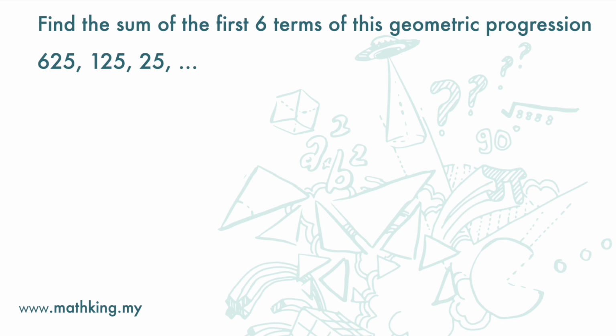Find the sum of the first 6 terms of this geometric progression. Let's see what we know. A is 625. Then we find the common ratio. 25 over 125 is 1 over 5, or 0.2. R is less than 1. Since r is less than 1, we will use this equation.